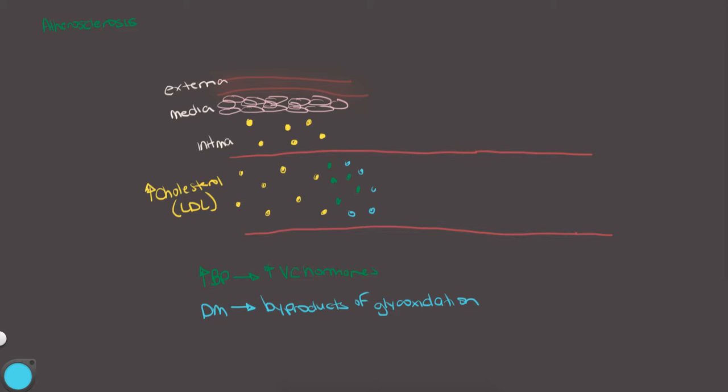And finally, one of the other main risk factors that's going to lead to atherosclerosis is people who are obese. So obesity is also going to play a large role. And the reason for that is people who are obese have increased circulation of inflammatory cytokines. And those could be circulating through our blood.